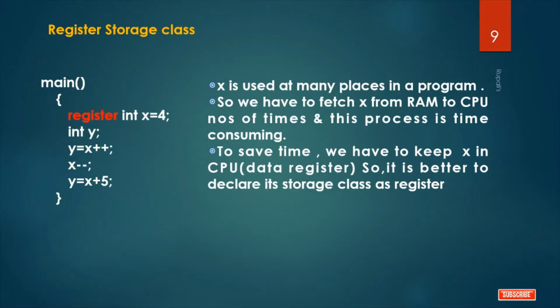See another example of register storage class. See here, I declare one register storage class variable, register int x equals 4. Here x is used at many places in this program. So we have to fetch x from RAM to CPU a number of times, and this process is very time consuming. To save time, we keep x in a CPU register. So it is better to declare its storage class as register.